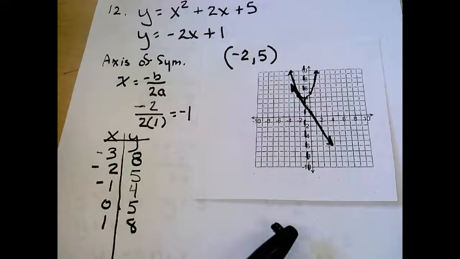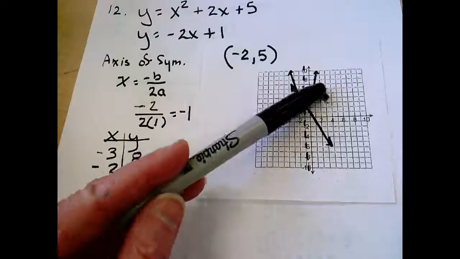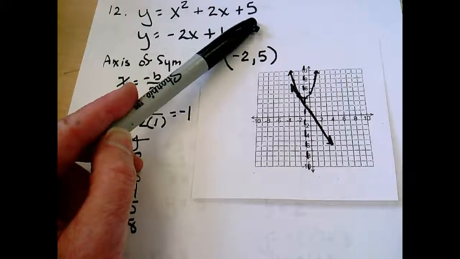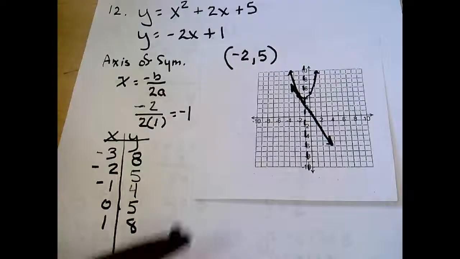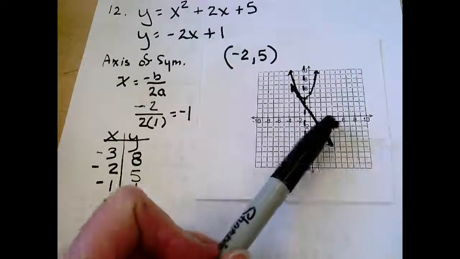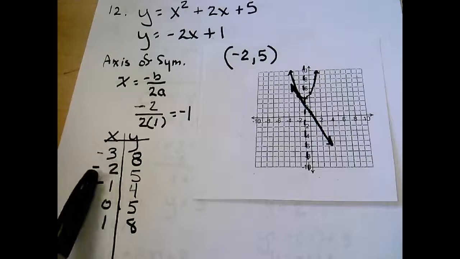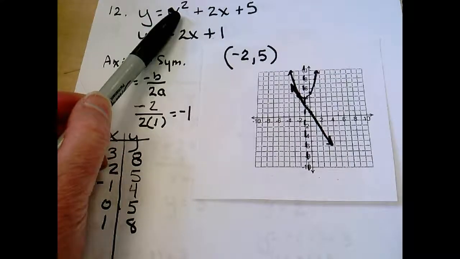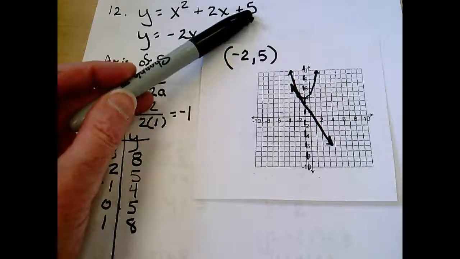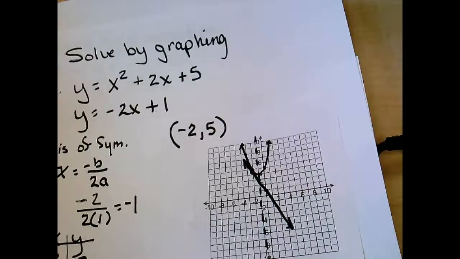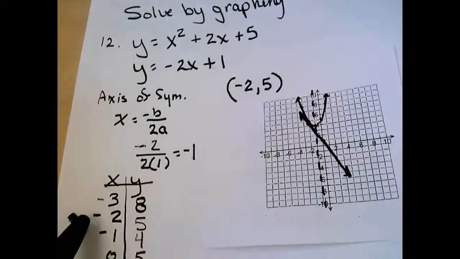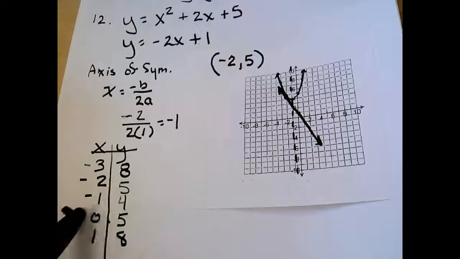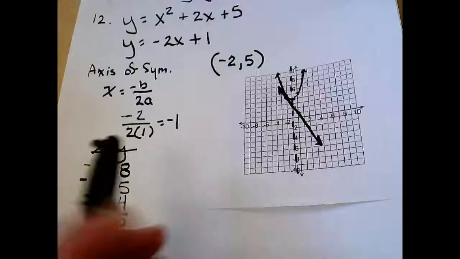I also had to find other points because this graph is not factorable. I cannot take my quadratic equation and factor down to two binomials to find my x-intercepts. Since I can't do that, I now have to choose points on either side of my axis of symmetry. So I choose values for x of negative 3, negative 2, negative 1, 0, 1. Plug each one of those back into my equation. Negative 3 squared is 9. 2 times negative 3 is negative 6, plus 5 is 8. I have to plug all these values in for x to get my other corresponding y's. So when I do that, negative 2 is 5, negative 1 is 4, 0 is 5, 1 is 8, and I plot all those points.